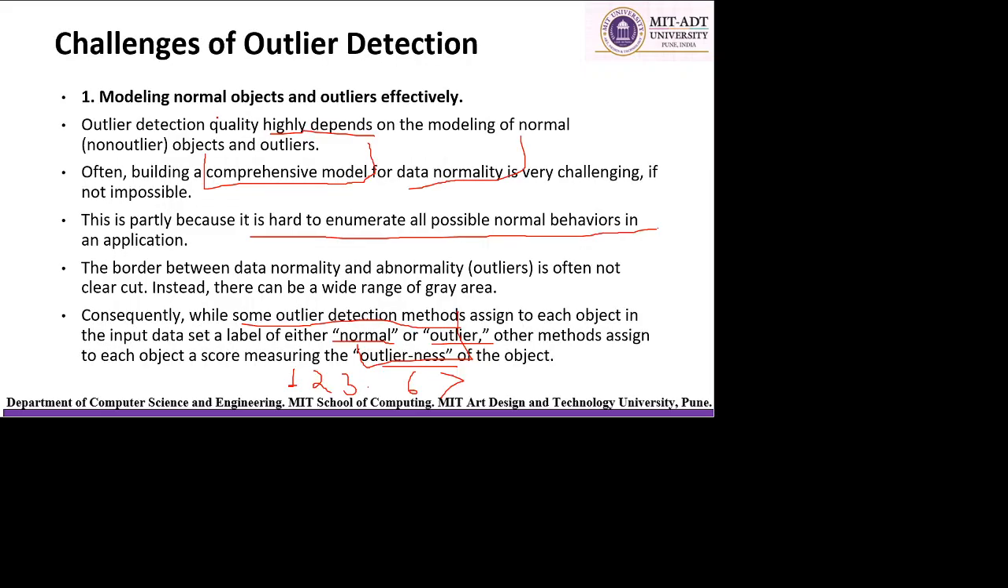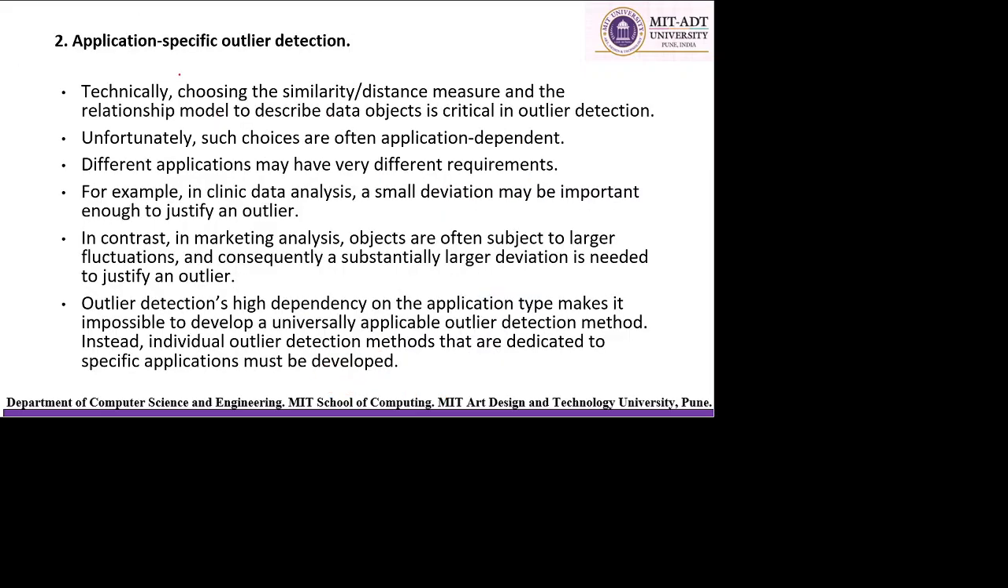The second challenge of outlier detection is that it is application specific. Sometimes we may have some outliers based upon the application. So we can have the similarity measure or the distance measures for identifying whether this is an outlier or not, and it is a critical issue. Unfortunately such choices are often application dependent. Different applications may have different criteria for normal behavior, and based upon that we may have different criteria for the outliers.